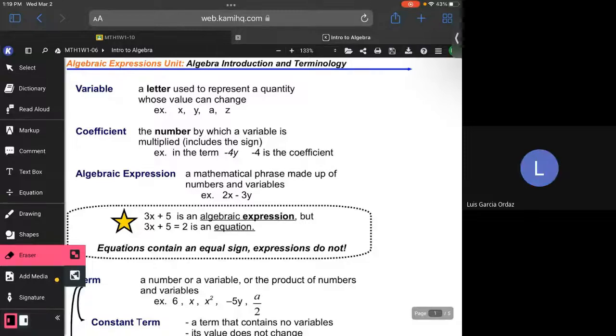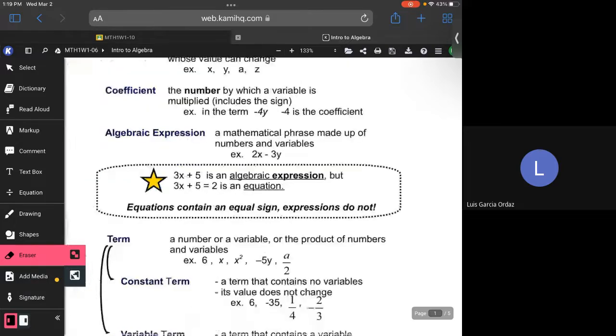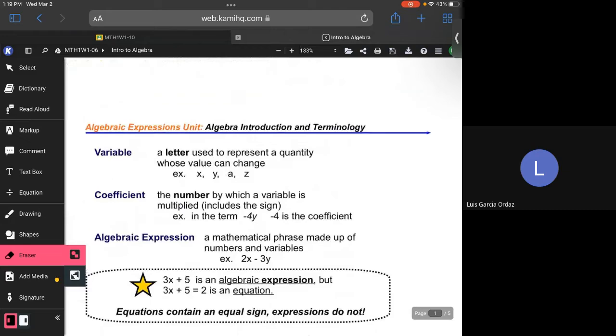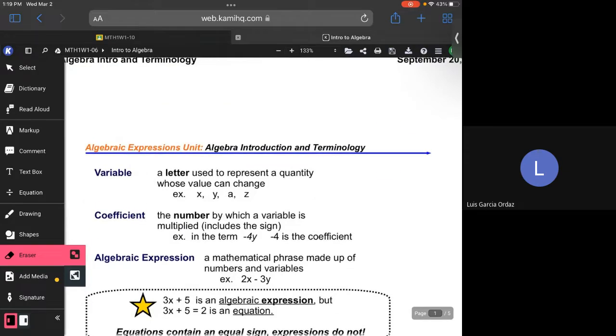I don't know how much of algebra you guys got through in elementary school. Maybe you didn't. But with algebra, you have different parts to it. So we have something called a variable, something called a coefficient. We have something called an algebraic expression, where you can express a scenario in terms of algebra. We also have something called a term, a constant term, and a variable term. So we'll go through each one of them one by one.